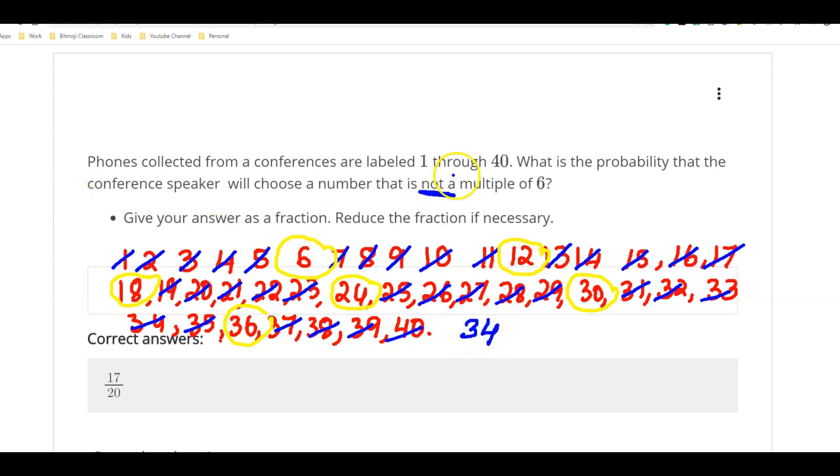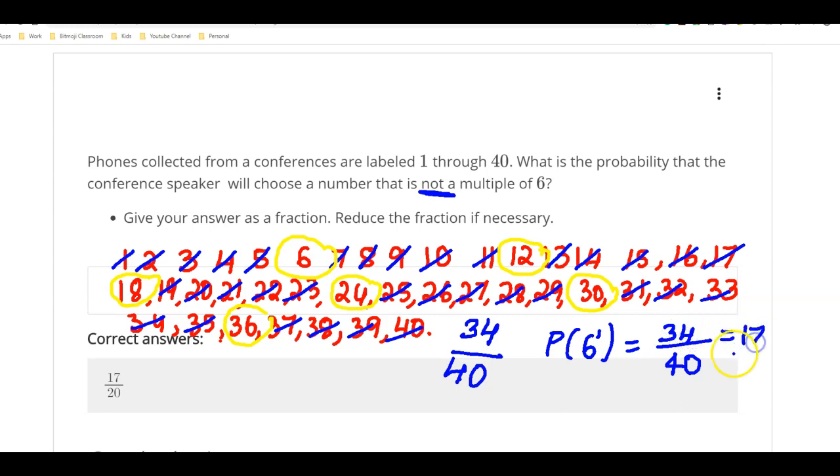But what is my sample space? From 1 through 40, I have 40 numbers. So the probability is, remember, how do I find the probability? The probability of not being a multiple of 6: you start with your sample space. How many numbers do I have? 40. How many of them are not multiples of 6? 34. In its simplest form, 17 over 20. There you go. Now let's take a look at the next problem.